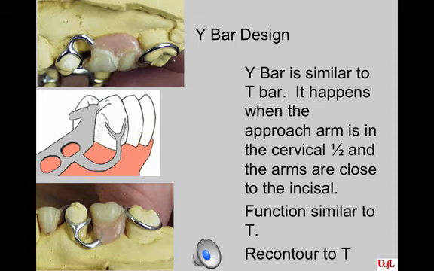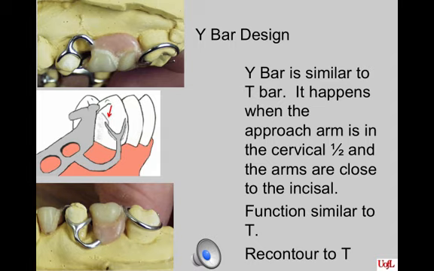The Y-bar is similar to the T-bar. The approach arm touches the tooth in the cervical 1/3, just above the height of contour, and the retentive and reciprocal components are nearer to the incisal edge. Only one of the projections of the Y is in the distal 0.01 undercut, but that happens to be very close to the incisal area. The reciprocal part of the Y-bar is all above the survey line, or the height of contour.